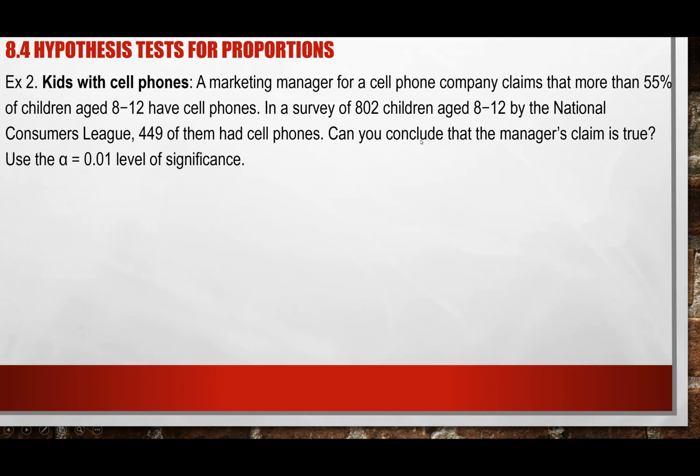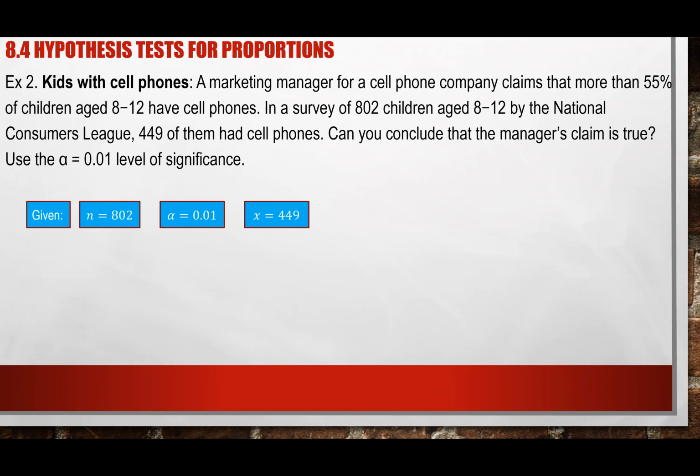So if you look at this, we can see clearly this is our level of significance, which is our alpha, right? And as always, we want to know what is given to us and what do we need to test. Hopefully you see that the N, which is the total sample, the total children that we surveyed, is 802. And out of that 802, 449 of them have cell phone, right? And again, the alpha is easy to recognize.